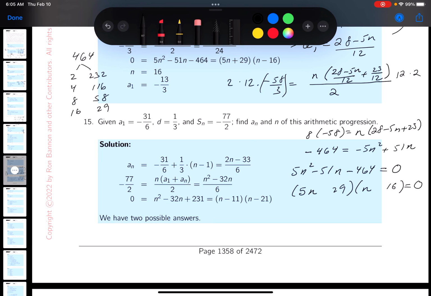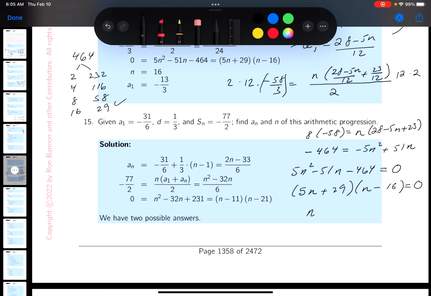And what do I notice about this over here? I'm not going to put the signs in yet. So 5 times 16 is 80. 80 minus 29 is 51, which is what I wanted. All right? Now I've got to get some signs going on over here. So it's going to be minus, plus, and let's just check that out. You get 5n squared, minus 80 plus 29 is minus 51n, and 29 times minus 16 is minus 464, as we know over here.